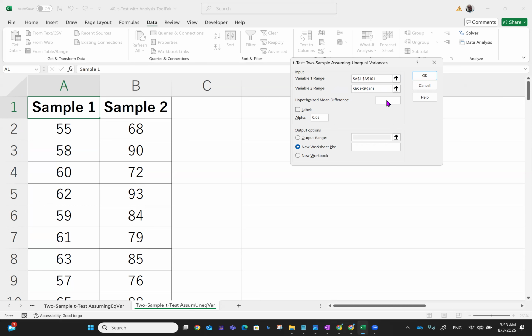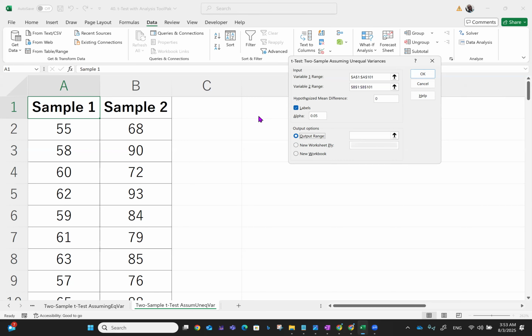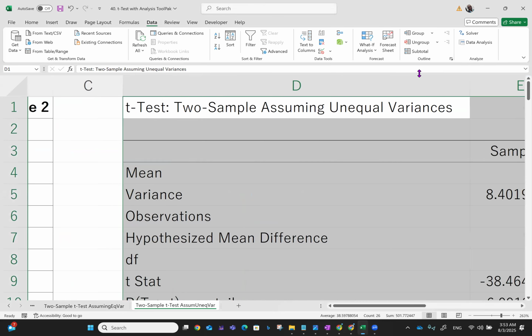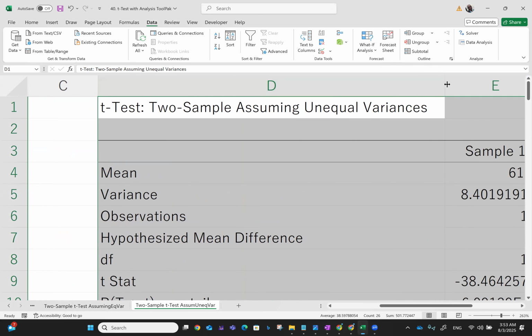And then I come here, the hypothesized mean difference is 0. If you have some other value, feel free. In case your question says you want to test that the mean difference between 1 and 2 is 1, feel free to put 1 here. But usually we say 0. The output range, I also want it to be at D1. So I log that down, $D$1. Of course, with all of that done, I can just say okay. And then we have our results spewed out right there.